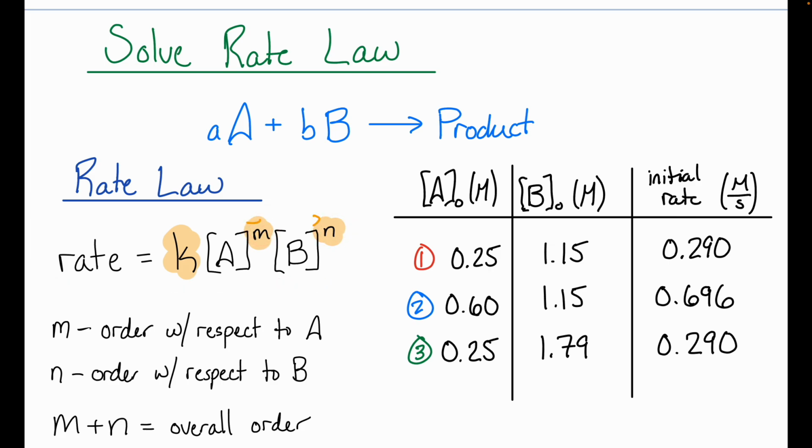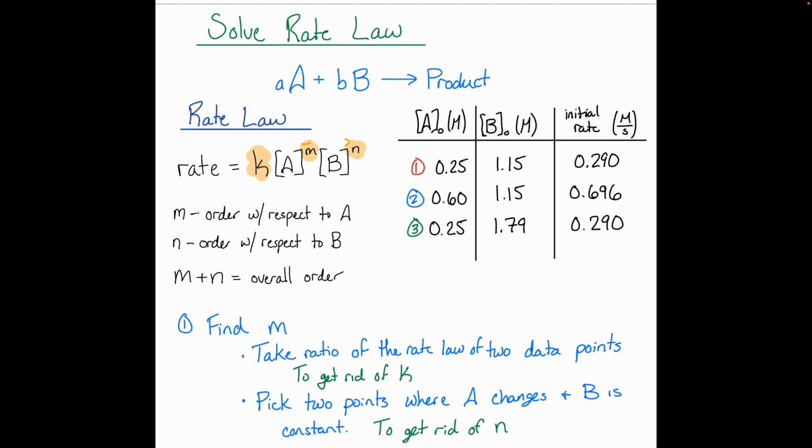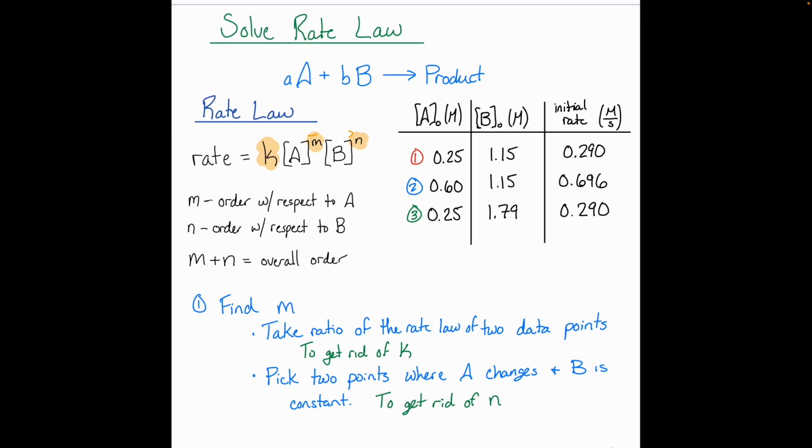In order to solve for these three unknowns in our rate law, we're going to use this data table here, this data table of initial rate versus concentration of our two reactants. Step one is to find that order. You can pick any one, actually, but we picked the order with respect to A. And we're going to do this strategy of taking the ratio of two data points. That will allow us to get rid of that rate constant K in our math, which is good because we don't know what it is.